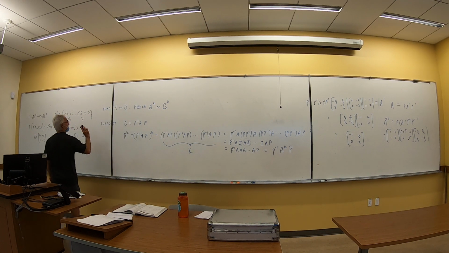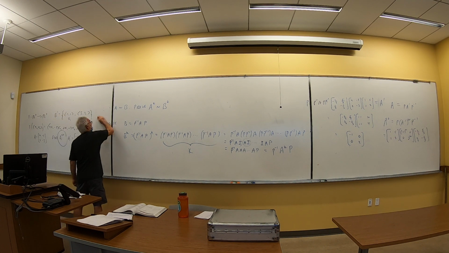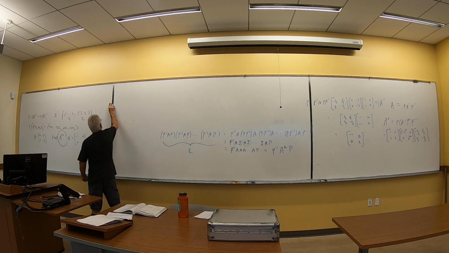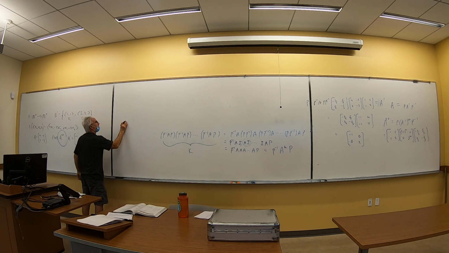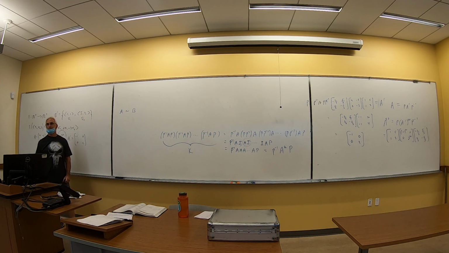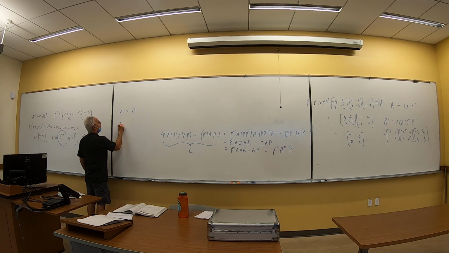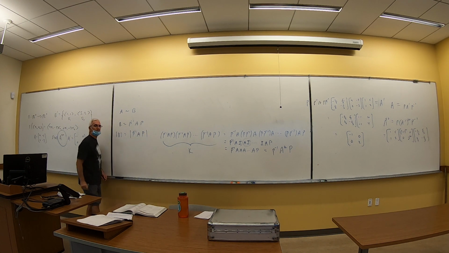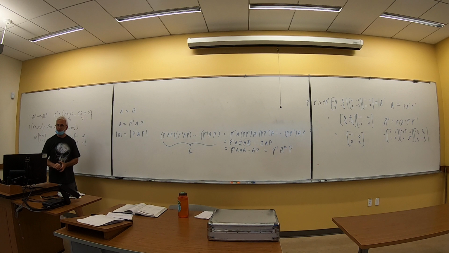Now, I'll go to the next one. What do you think about the determinant now? A is similar to B. I want to look at both of their determinants now. So if we say that B equals P inverse AP, then is it correct to say the determinant of B is the determinant of P inverse AP? Is that legal? Yeah, that's the correct notation.